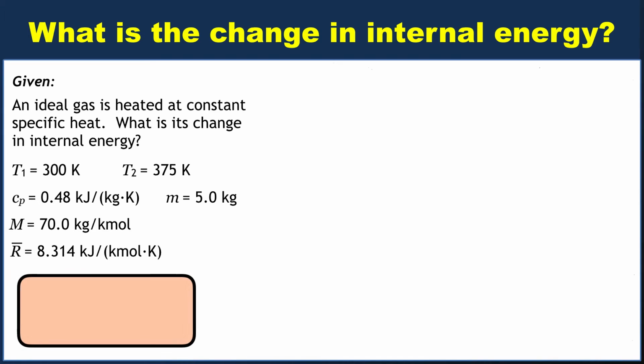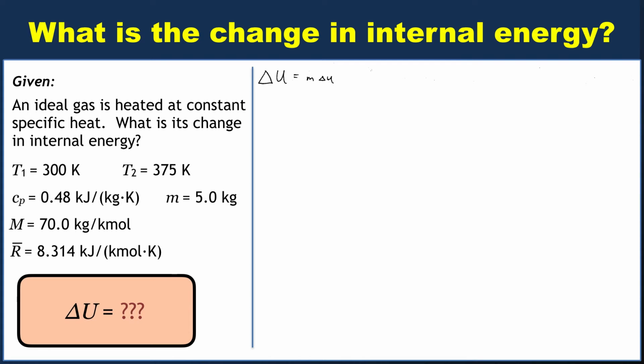So here's the parcel of ideal gas, and we want to know its change in internal energy. That's delta big U. Okay. So we'll start by writing the relationship between delta big U and delta little u, the change in specific internal energy. Well, that's pretty straightforward. They're related by a factor of mass.